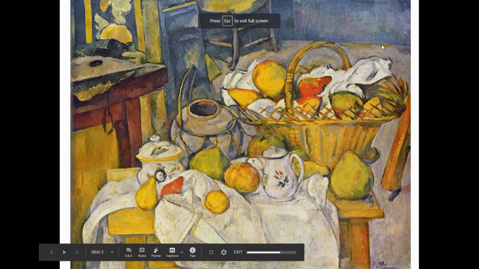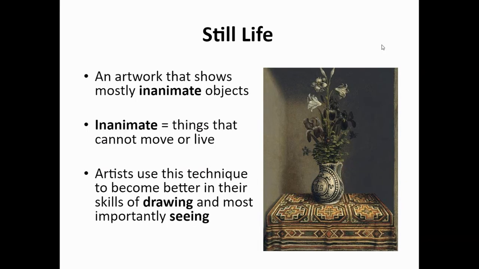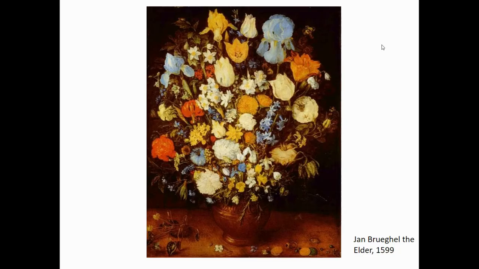So you're going to be doing a still life drawing collage. There's many still lifes over time that artists have created. The main idea of a still life is an artwork that shows mostly inanimate objects. Inanimate means things that cannot move or live. So again, you could argue that a plant is alive and might be able to move a little bit towards sunlight, but we're talking more about conscious living things that make choices. Artists use this technique to become better in their skills of drawing and, most importantly, seeing.